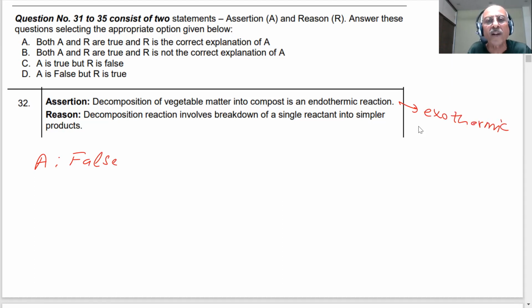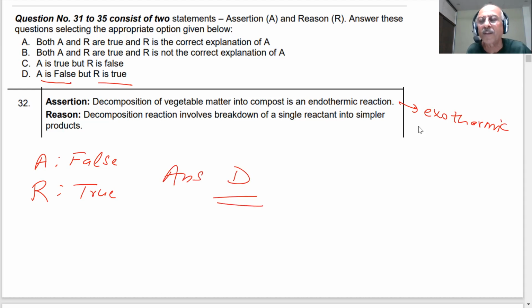Exothermic, not endothermic. So this statement is false. Assertion is false. What about the reason? Decomposition reaction involves breakdown of a single reactant into simpler products. This statement is true. So students, A is false. As I said, the trick is that as soon as A is false, the only choice is D. And R is true. Then what is the answer, student? Answer is D. Think critically, pay attention, and you will get the answers.